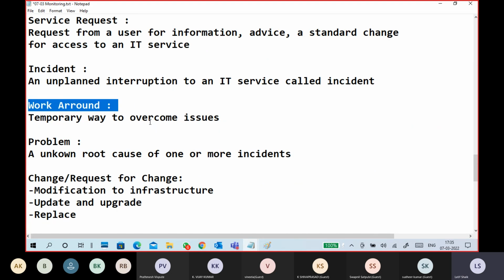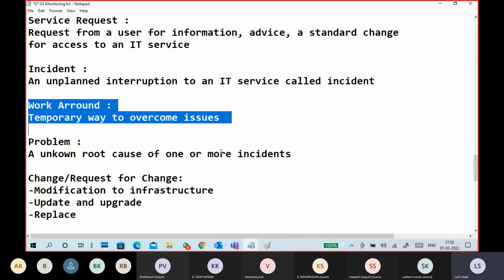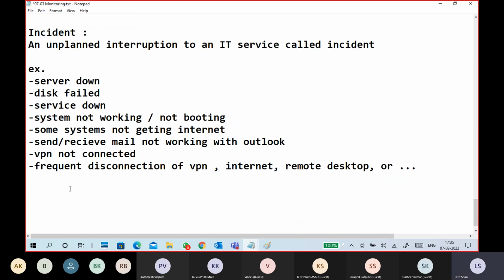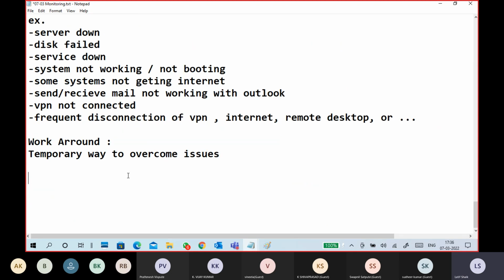Fix it. That we call a workaround. Fix the issues as soon as they occur. Okay, fixes issues. Workaround means a temporary way of overcoming issues. Any time an incident occurs, you have to do a workaround.